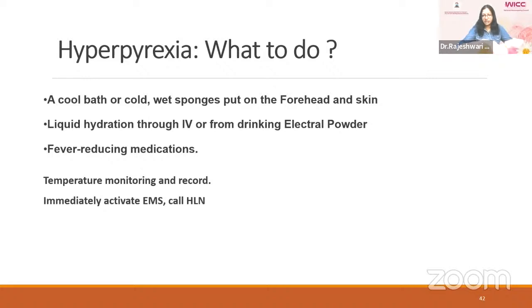If for 3 continuous days the baby or a person is having a fever, what complicated symptoms can happen later? All these are explained in the symptoms of hyperpyrexia. If convulsions and delirium start happening, that means the fever has reached the brain, and then it is very critical.